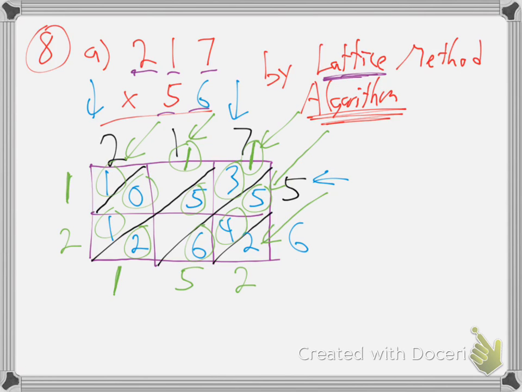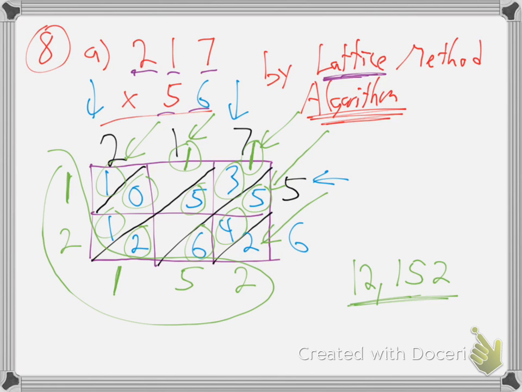Okay, so what is all that? What's my answer? It's this. This is your answer. 12,152. If you multiply, that's what those numbers multiply to be. If you did it standard, it'd be the same answer.